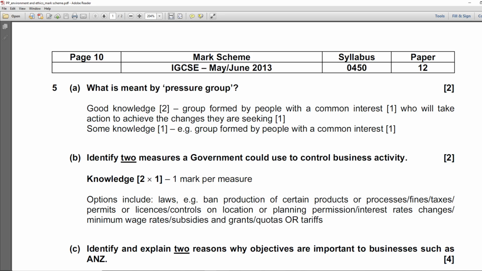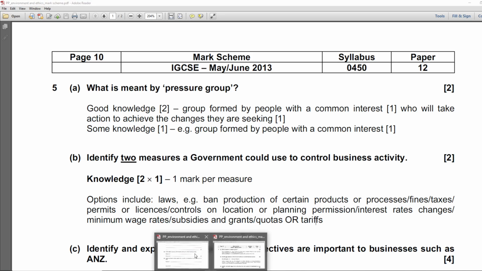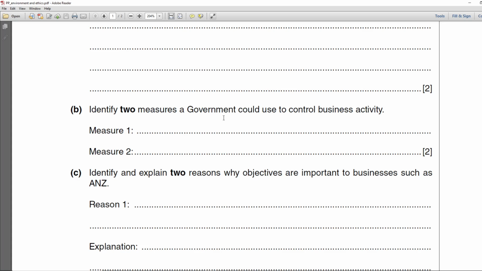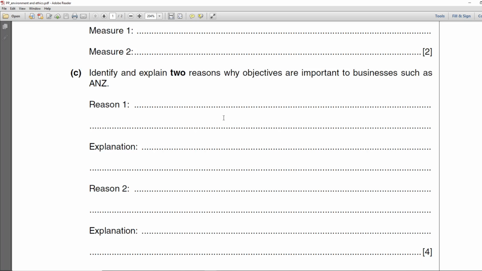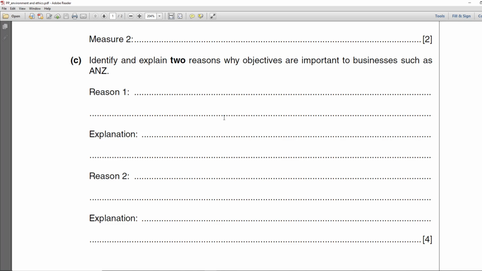Okay, so let's go to question C. Question C right here: identify and explain two reasons why objectives are important to businesses such as this company.